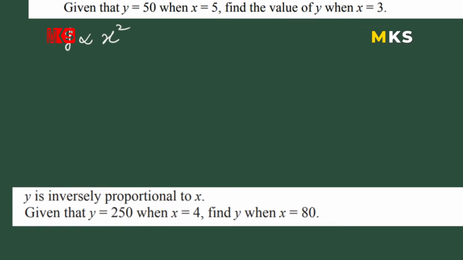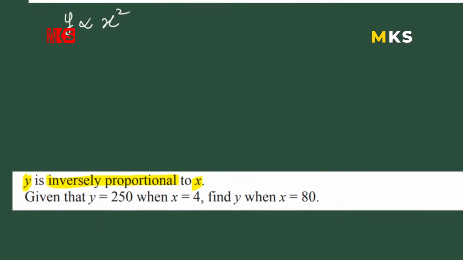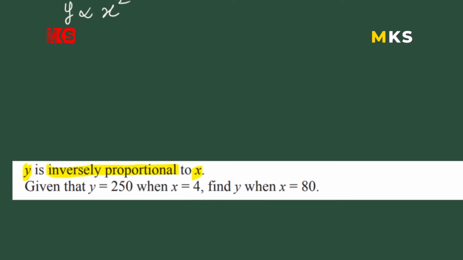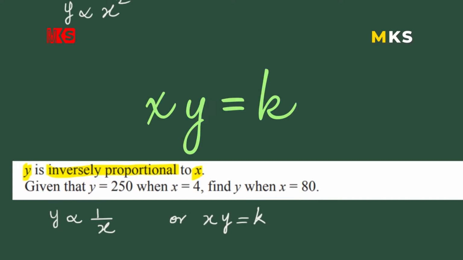So here y is inversely proportional to x. That is simple, not the square of x. Y is inversely proportional means the relationship is inverse variation to x. Since it is inverse variation, y is proportional to 1 over x. Or you can write xy, meaning you multiply both variables, equal to a constant. For inverse proportion, use any one of these two, not both. For me personally, xy is equal to k looks easier.